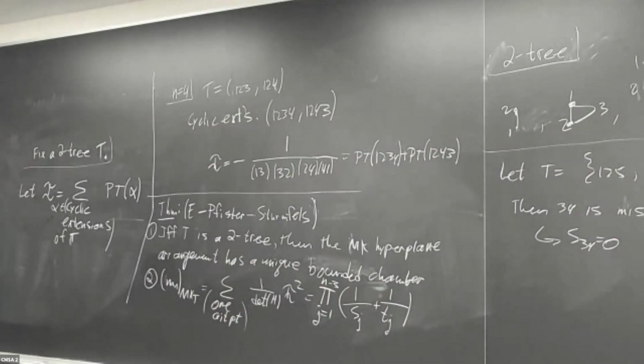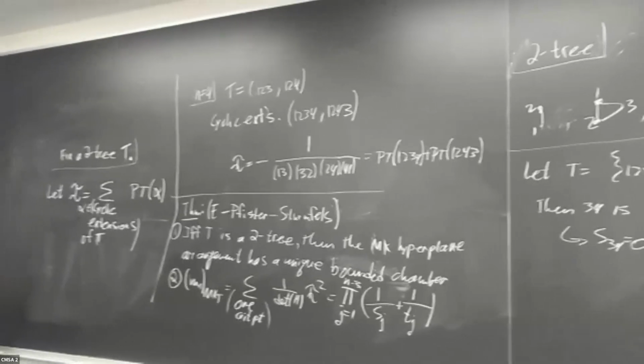So if something is not a two-tree, then it may not be maximal in the minimal kinematics regions. If you start with a two-tree and then set additional S's to 0, you may still have a unique critical point, but it will no longer be maximal. You cannot get a unique bounded component unless you have a two-tree.